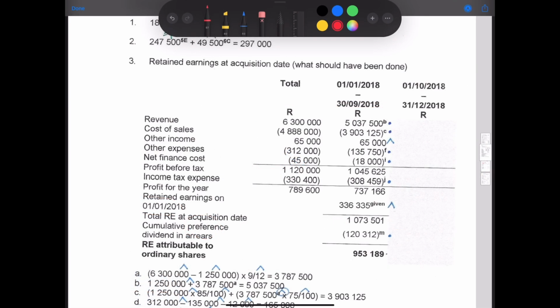In the calculation of the correct retained earnings at acquisition date, many students did not go and calculate the correct income tax expense. They used the incorrect one before any of the corrections were made. When your profit items change, it will cause the income tax expense to change as well.